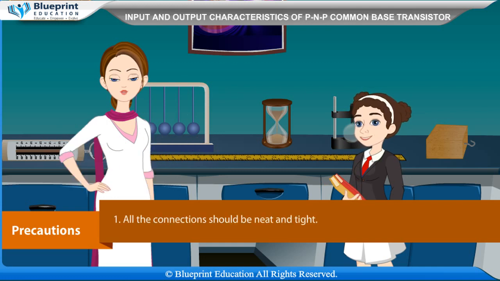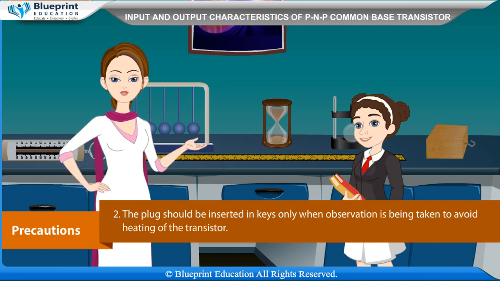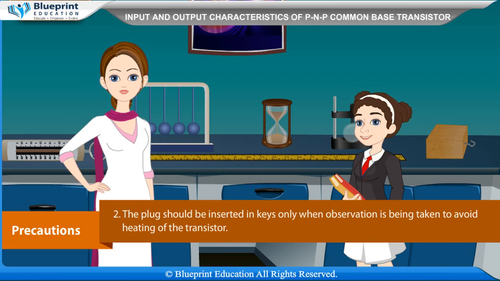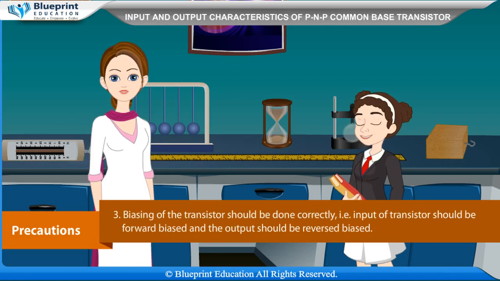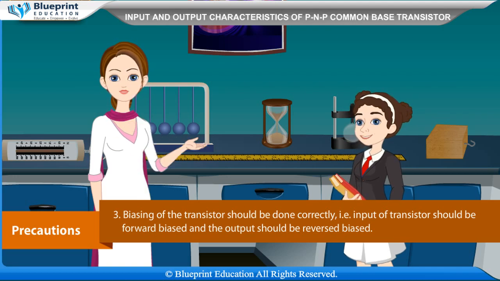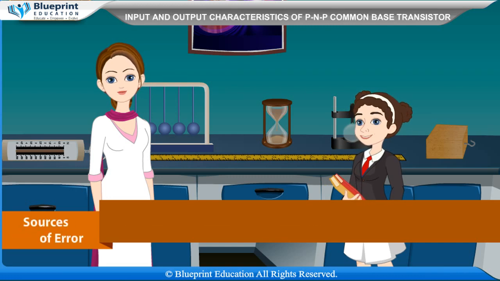Precautions. All the connections should be neat and tight. The plug should be inserted in keys only when observation is being taken to avoid heating of the transistor. Biasing of the transistor should be done correctly, that is, input of transistor should be forward biased and the output should be reverse biased. Voltmeter and ammeter should be used of proper range.